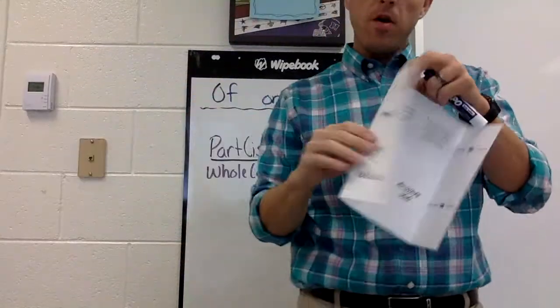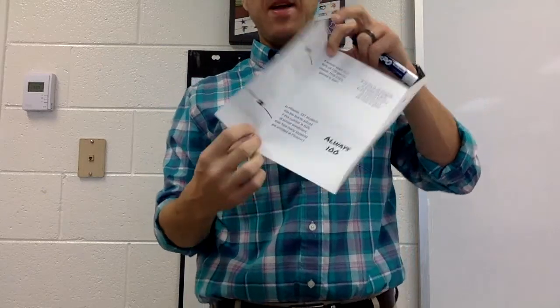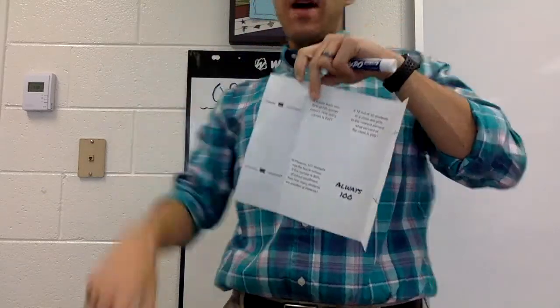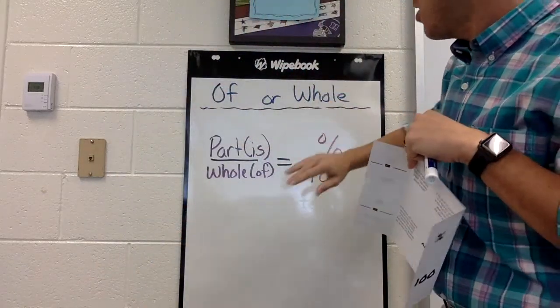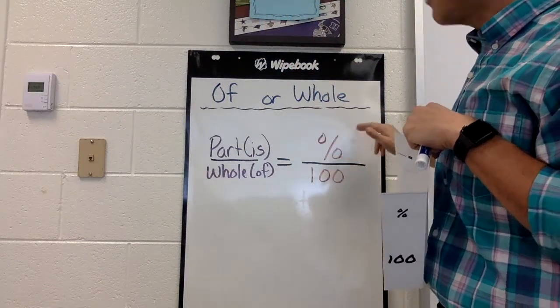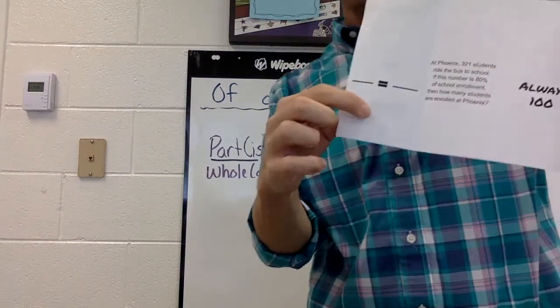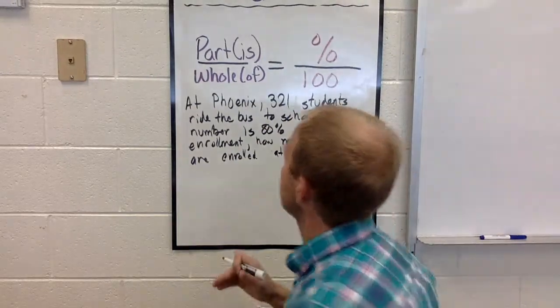All right, so now we're on the "of" or whole flap down here at the bottom. Okay, so we're gonna have that same setup: part over whole, or is over of, equals percent over 100. So make sure you write that right there. So let's look at that example.